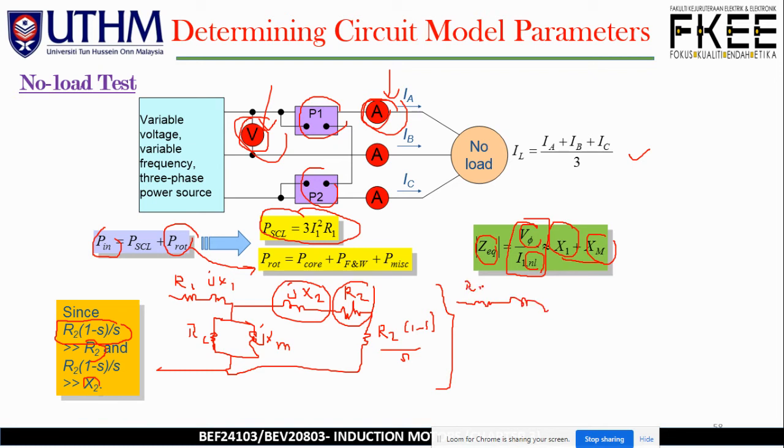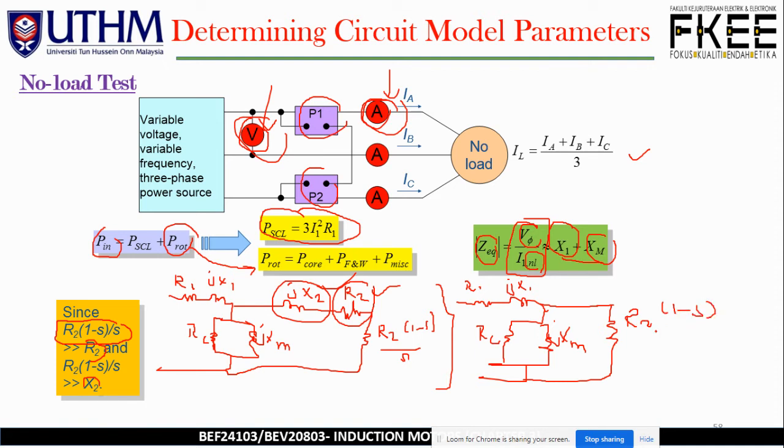still R1, jX1, and then we have over here Rc, and jXm. And then we have removed jX2 and R2, leaving only R2 (1 minus S) over S. Okay, so this is again nothing but the resistance of friction and windage, F and W.